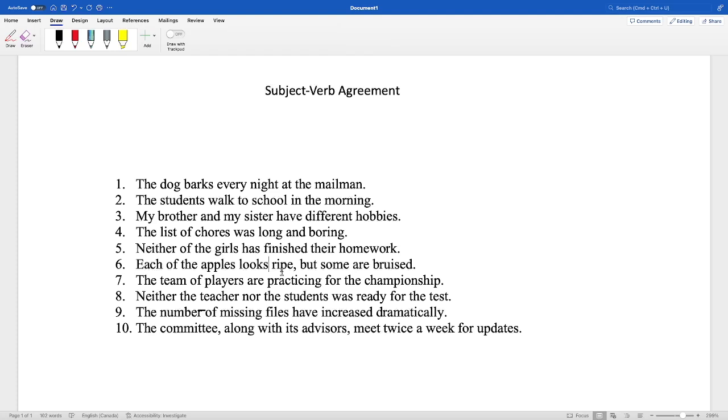Okay. Next one. The team of players are practicing for the championship. The team of players. This is a very tricky one. See if you can find it. Pause the video. Think about the team of players. Is this a singular subject or a plural subject? If you said it's a singular subject, congratulations, you are correct.